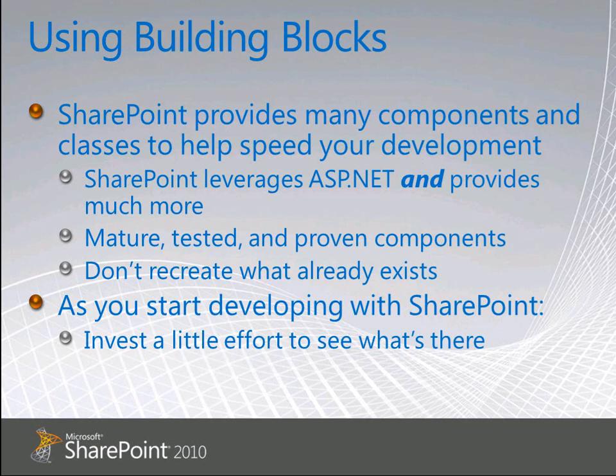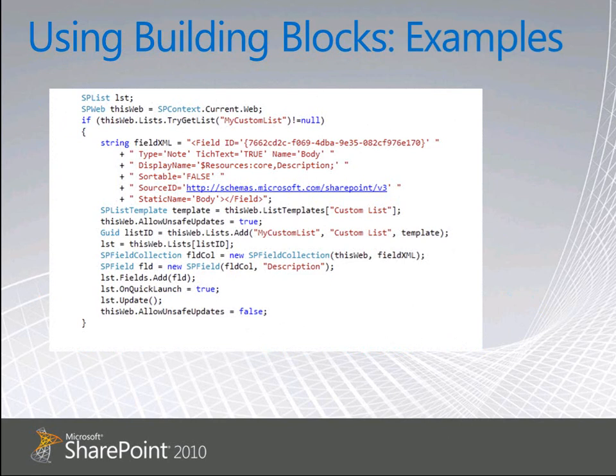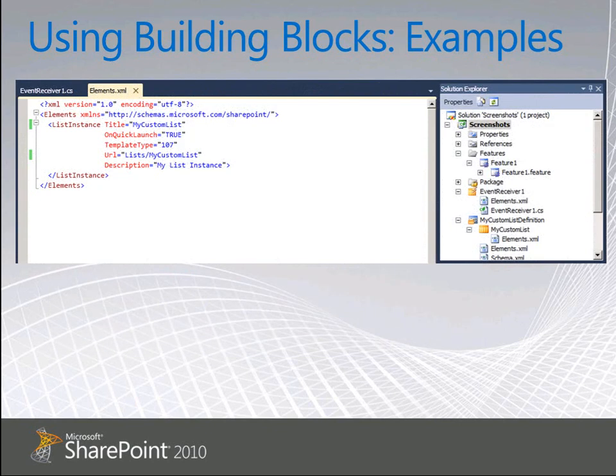So here's an example. It may be tempting to write this type of code where you expect a list called My Custom List to exist in the web, and so you will try and obtain a reference to it. You might even use the new TryGetList method, and if it doesn't exist you might want to then recreate the list. Although the code itself isn't difficult to write, it's actually inefficient from your perspective as a developer, and it's also less than ideal from SharePoint's perspective as well, because for example we have list definitions that we can include in our solutions, so you don't need to write the code for creating lists.